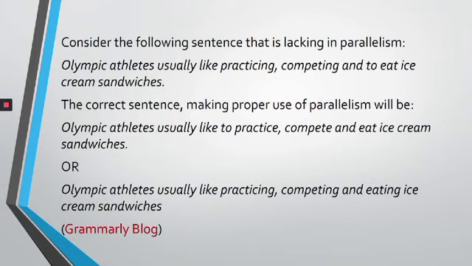Now you might notice instantly that there's something wrong with this sentence. There's no balance between this practicing, competing, and the third activity. So we have practicing, competing, and instead of naturally having eating ice cream sandwiches, we have to eat. Now there is a lack of parallelism in this sentence, and it's corrected in the following sentences. It can either be Olympic athletes usually like to practice, compete, or eat ice cream sandwiches, or Olympic athletes usually like practicing, competing, and eating ice cream sandwiches.